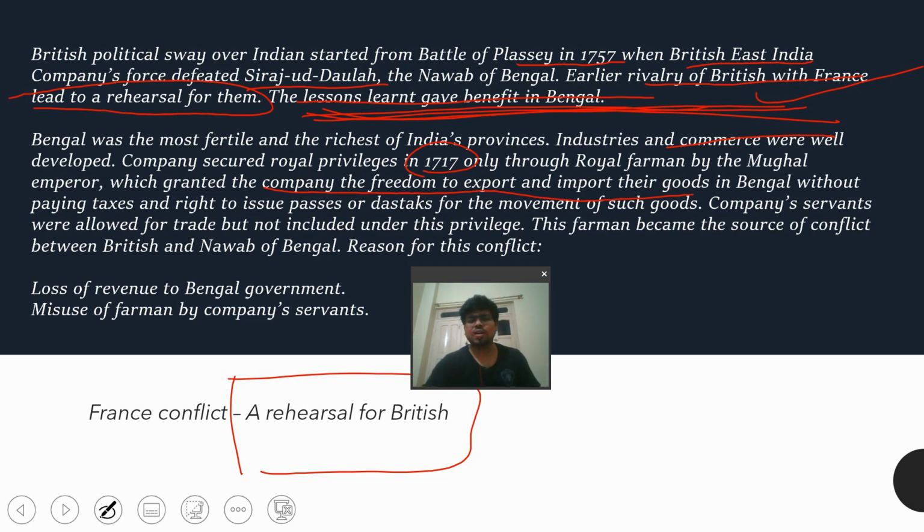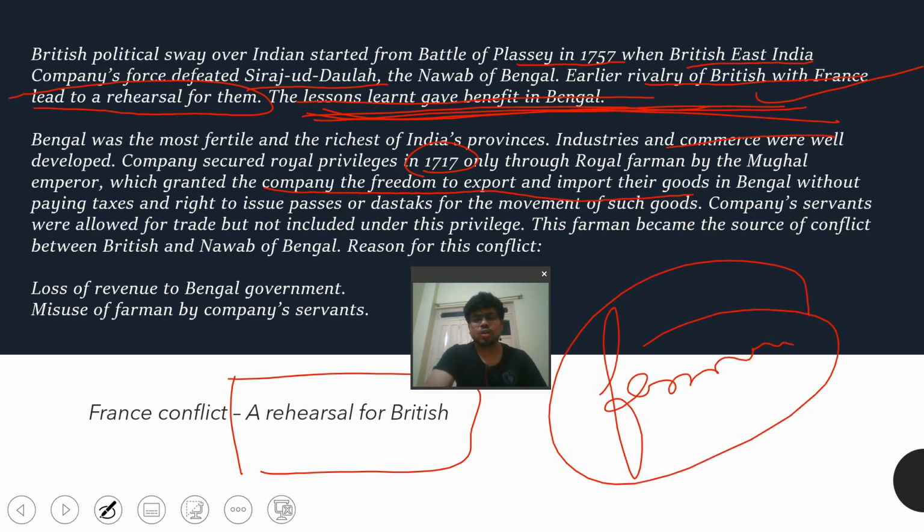So it was like they already got a farman during that period, and the British got the rights. That's why Sirajuddaulah revoked all those policies, saying you will not get a special farman. And at the time, all those kings were against whatever farmans were being given.